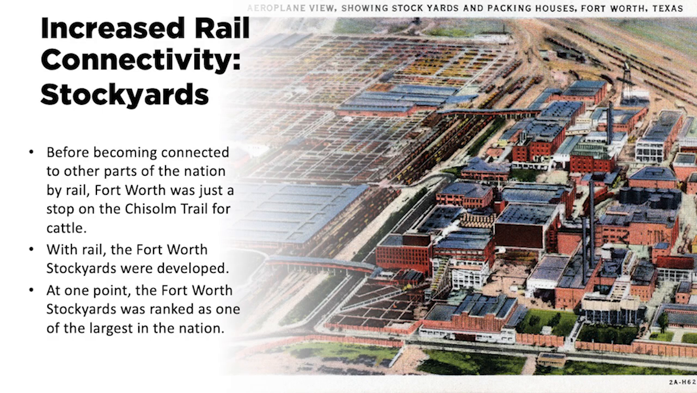So increased rail connectivity changed the pattern of Fort Worth. Before, we were just a stop on the Chisholm Trail, literally where cows were herded, not the highway that we have now called the Chisholm Trail Parkway. But before that, that's all that we had, this stop for cattle on the Chisholm Trail.